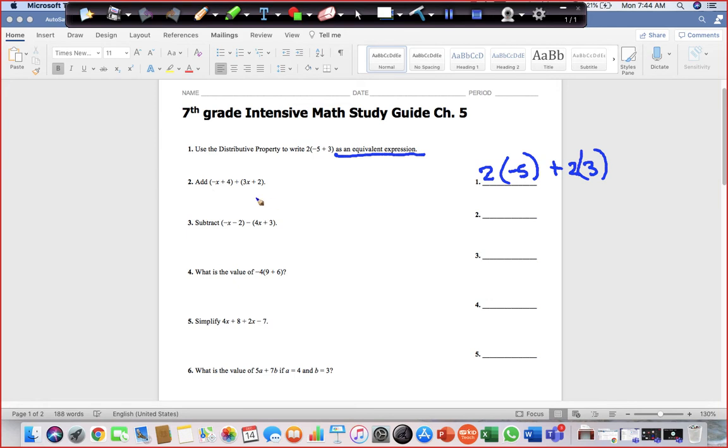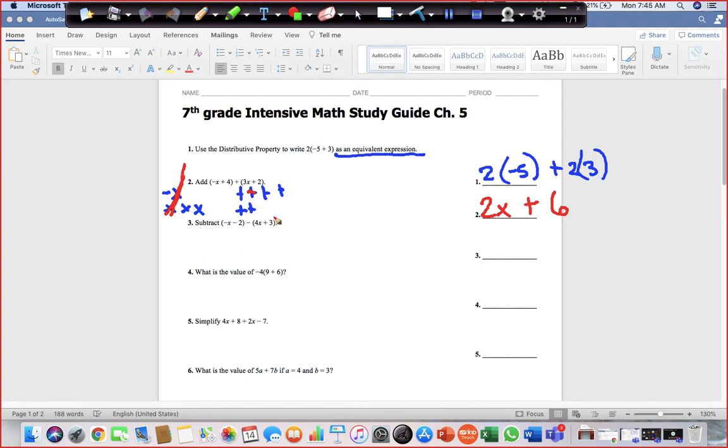Okay, the next one says add -x plus 4 plus 3x plus 2. The first thing we need to look at is the plus sign in between the two expressions. We have one -x, and then we have 3 positive x's here. And we have +4 and then +2 here. Remember, when you have a positive and a negative, that cancels. So this is going to cancel. And we are left with 2 positive x's, so 2x, plus 1, 2, 3, 4, 5, 6 positives. So that's why you would have the plus sign and not the minus sign. If those were negatives, then you would put -6.